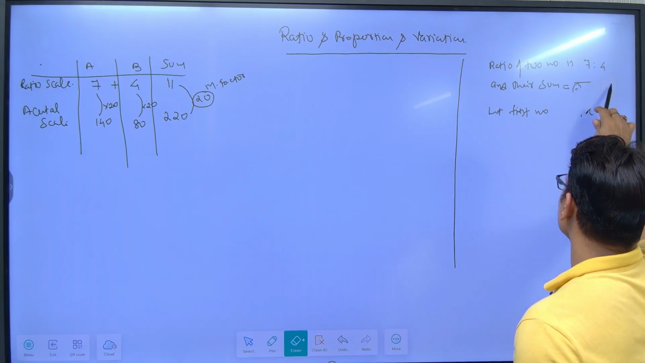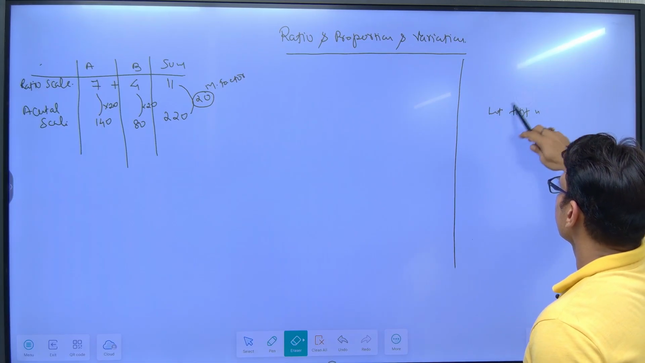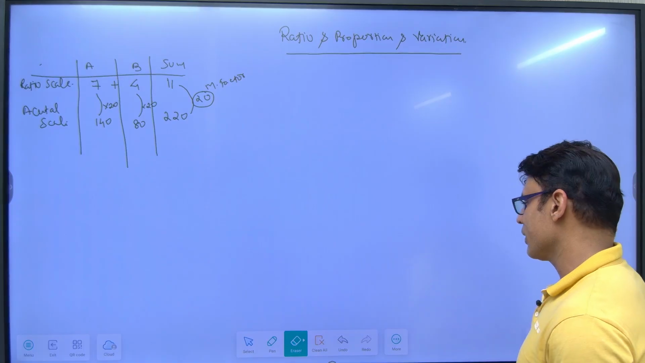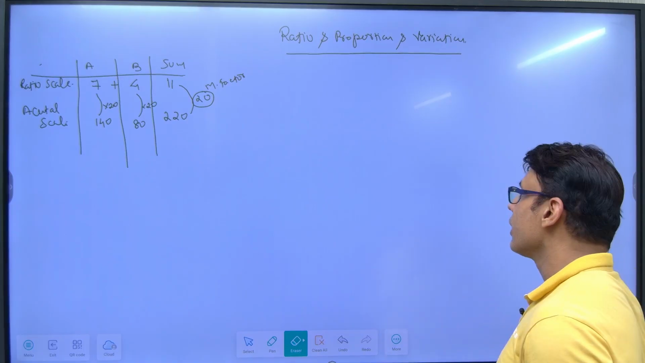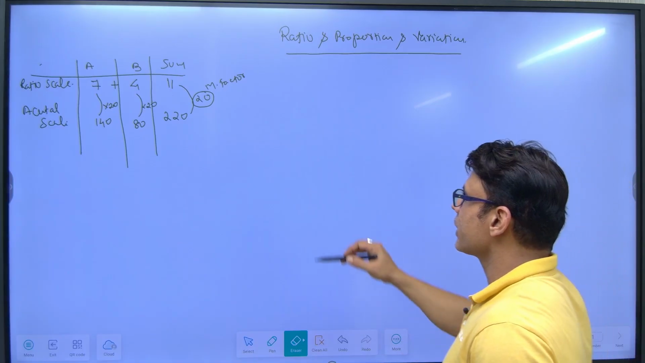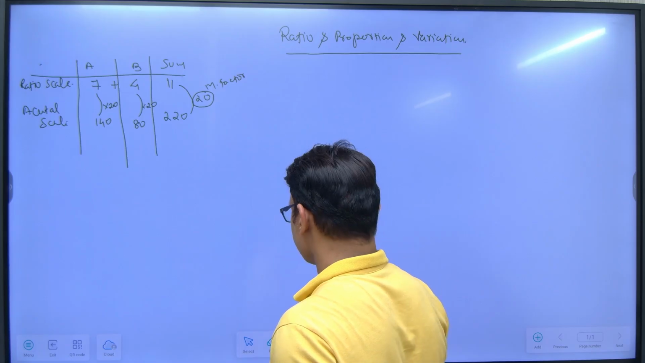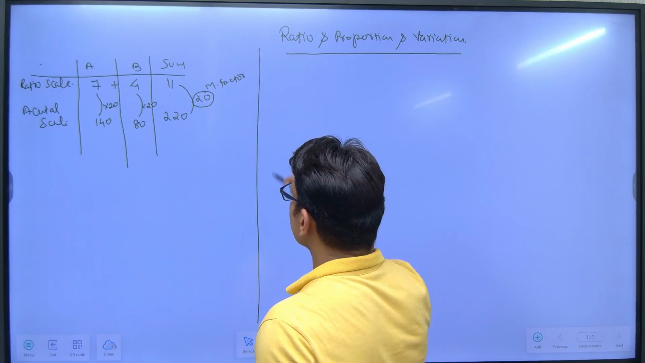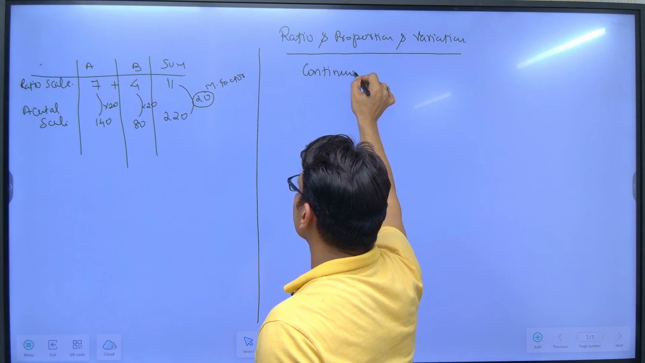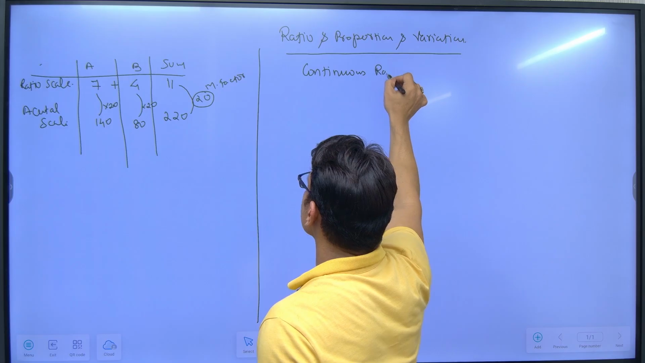In ratio, the most important thing is continuous ratio. Questions on continuous ratio will come. So what is continuous ratio? What is continuous ratio?